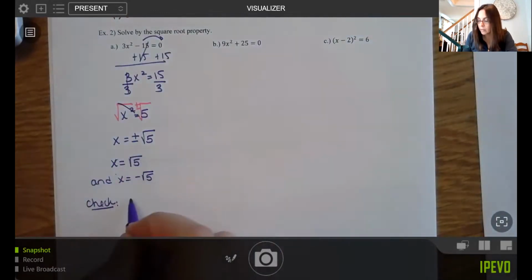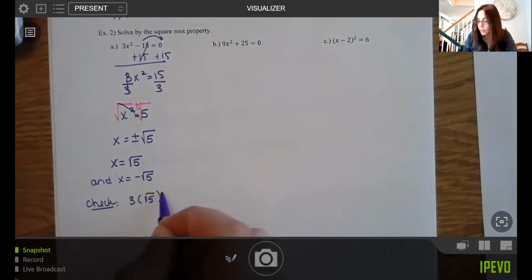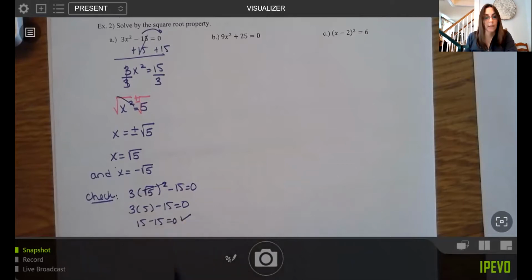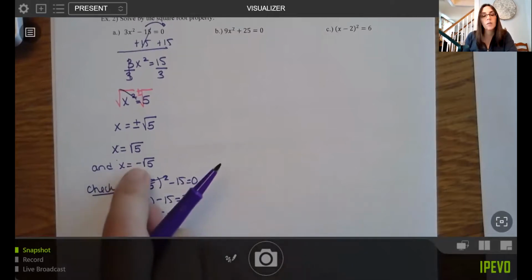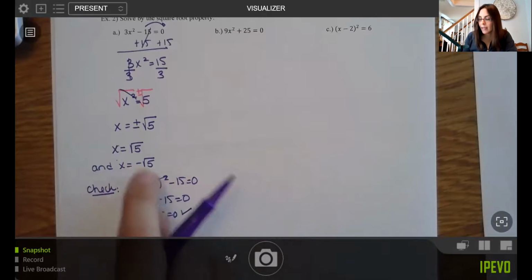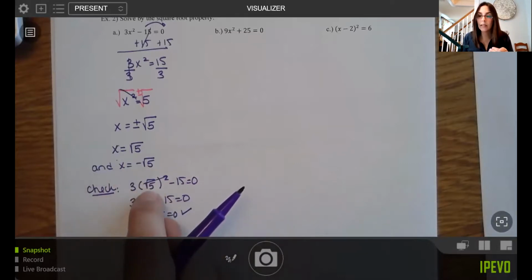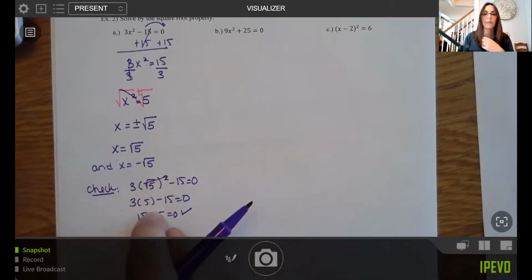And we'd go back to the original and plug in each of those roots and make sure they check out. So root 5 squared, that's just going to cancel. So it's just 3 times 5 minus 15, which is 0. And of course, this is true. And you can also check the negative as well. I'll just do that mentally. So if I plug in negative root 5, well, a negative squared also becomes a positive. So you're still going to end up with 5 here and it also checks out.